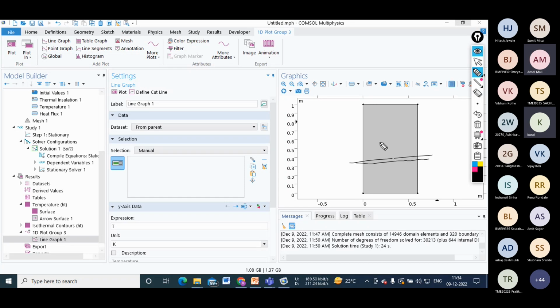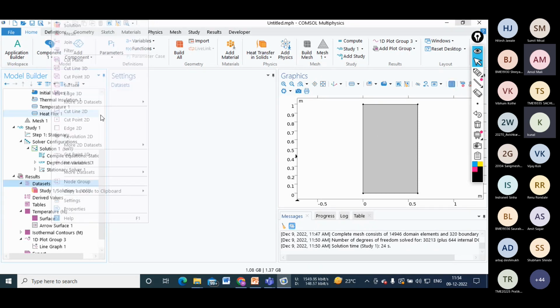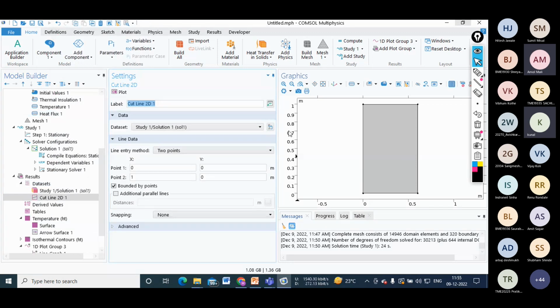Okay, to draw that line you will have to come here, for example. You need to come in data sets. In the data set, what you have to do is plot the line. So for that purpose, this is a 2D problem. So I will take the cut line 2D. If it is a 2D problem you have to take cut line 2D. If it is a 3D problem you have to take 3D.